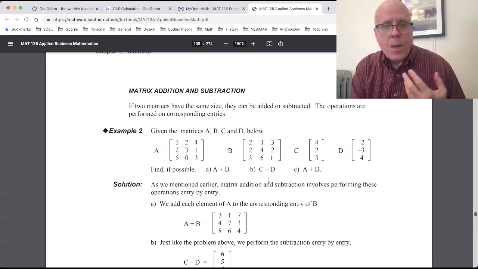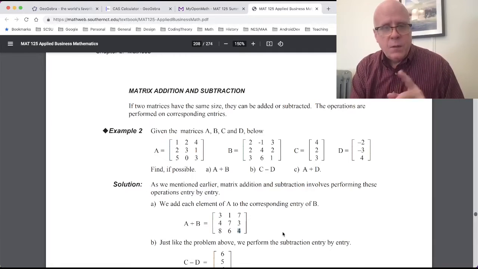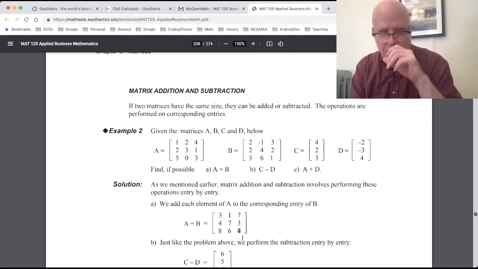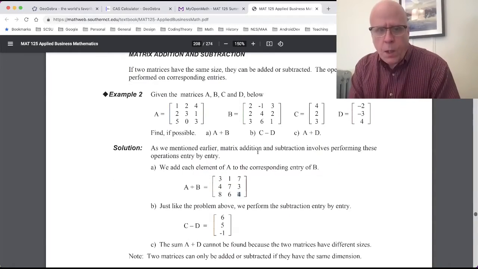I'm only going to spot check this. How about the bottom right entry? That's the 3, 3 position. It's a 3 in A and it's a 1 in B. 3 and 1 is 4. And that's what you see in the sum A plus B. Go ahead and verify that every entry in this sum of the 2 tables is actually the sum of the corresponding entries in the summands.